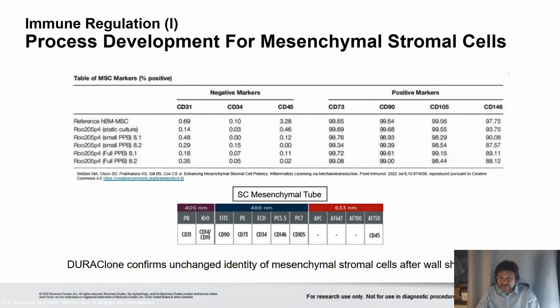That's what they found using the assay mesenchymal tube when it came to the phenotype. On the left, we see several batches with negative markers that are compared to a reference batch. And we see that there is no significant difference. Basically, all negative markers stay negative upon this mechanic shear stress. And also the positive markers that are used to identify or to verify the identity of MSCs stay positive, and there's no change in surface receptor expression, which of course is a very important prerequisite to consider this mechanic treatment at all in the cell culture process.